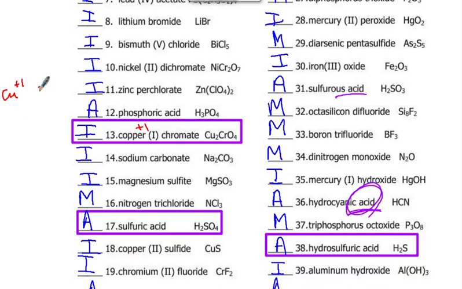Chromate is a polyatomic ion. You're supposed to know that one. CrO4 is a -2.